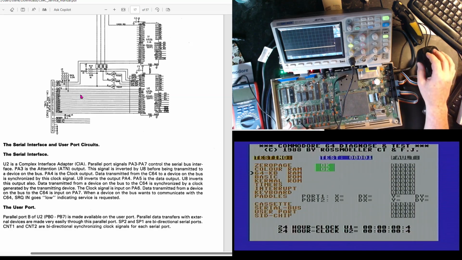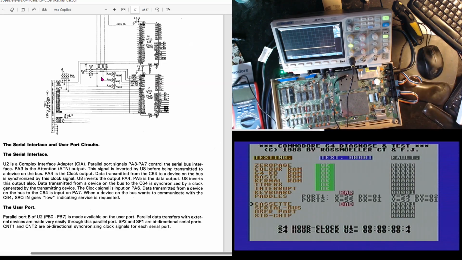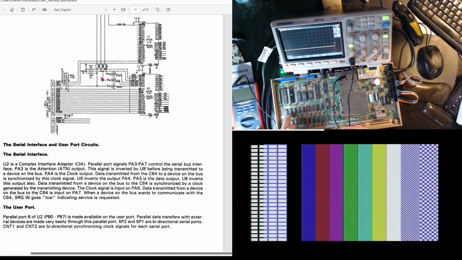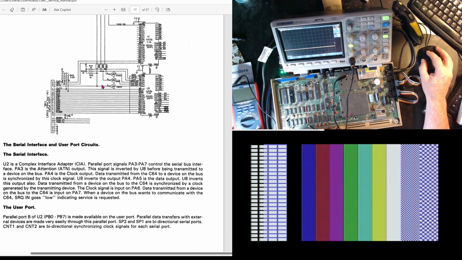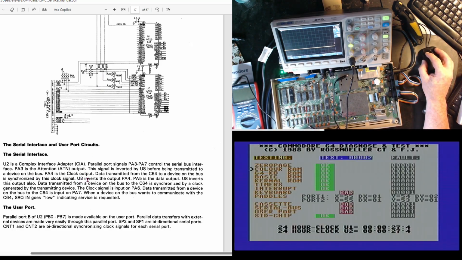Okay, let's check on that. So, oh, that's 9 into 8. So we've just gone 7, 8, 9. So, okay. So 9 goes into 8. Data is transmitted from the 64 to a device on the bus synchronized with the clock signal. And then it inverts the output on PA4. Okay, so that was the clock.